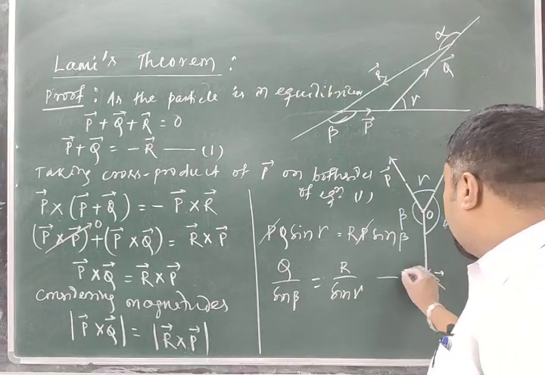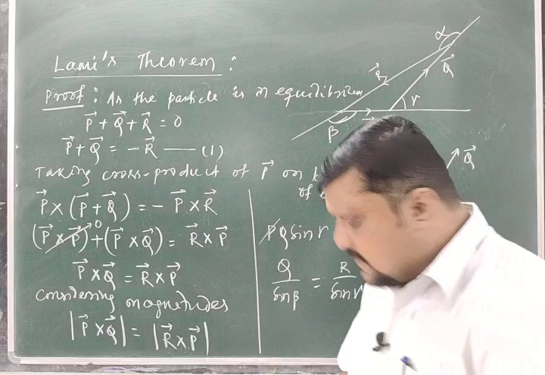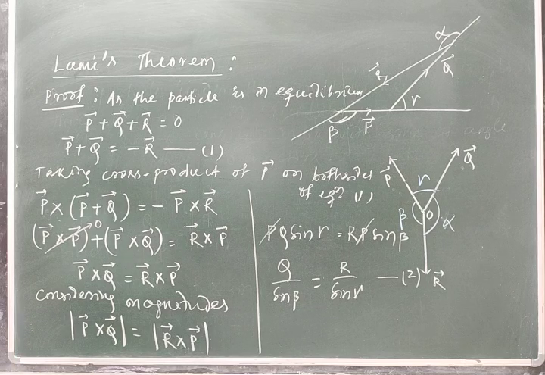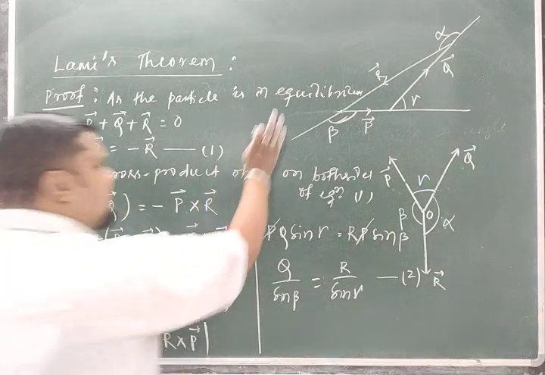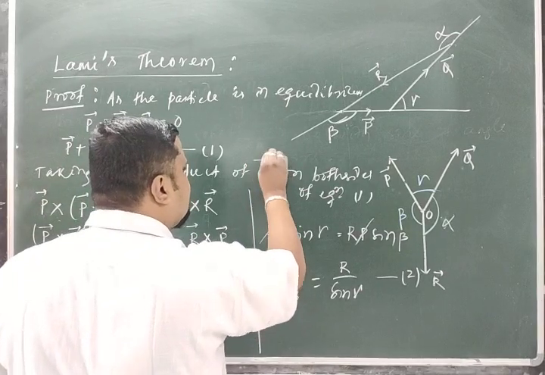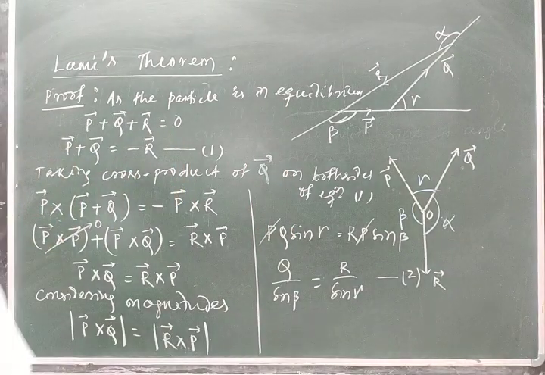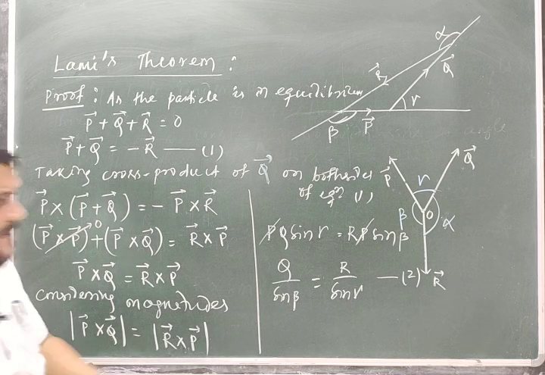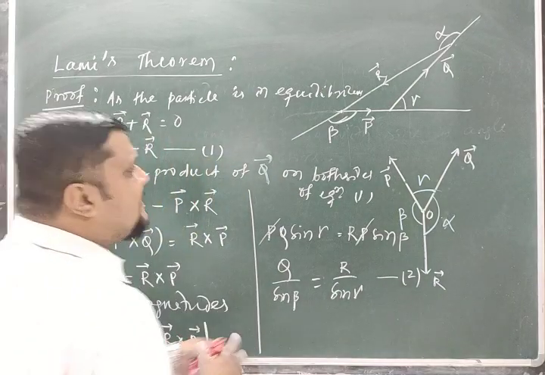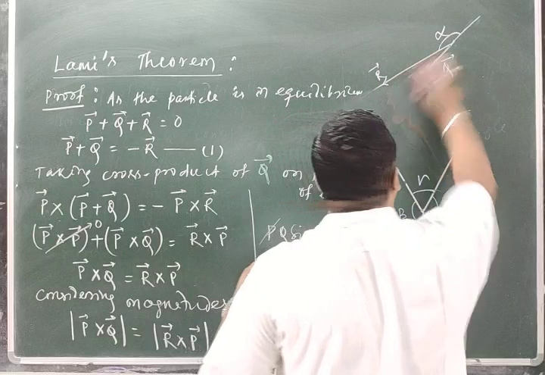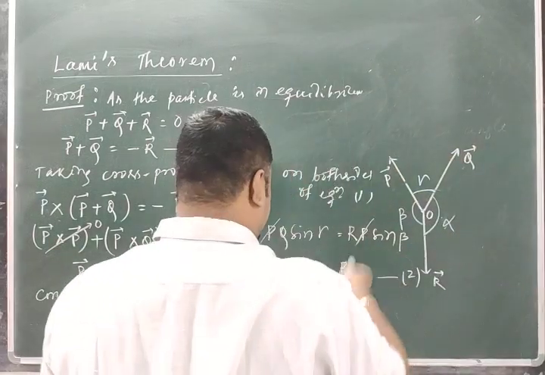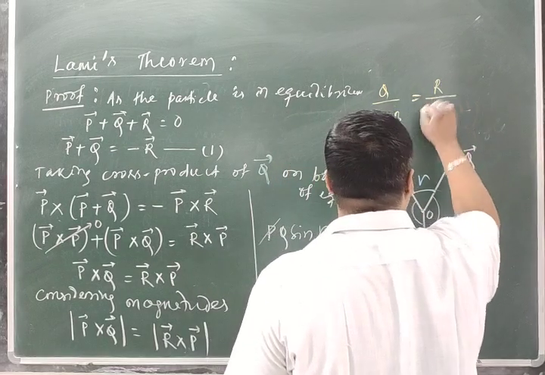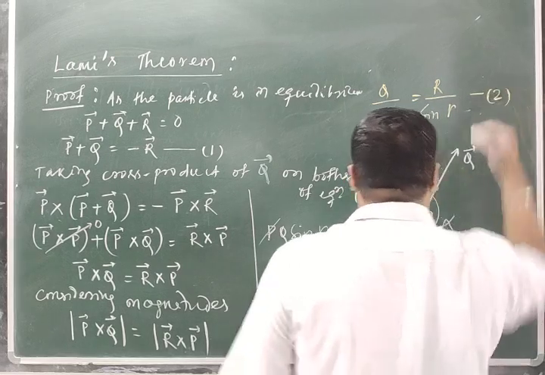Clear? So this is equation number 2. Is that clear to you? Similarly, I will do the other part. Taking the cross product of Q on both sides of equation 1. Do the same procedure. Let me keep this equation 2. This figure is drawn to help understand the purpose. Let me write here Q by sine beta is equal to R by sine gamma. This is my equation number 2.